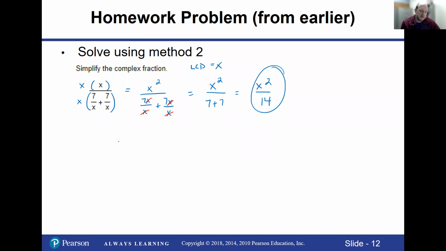So I get the same answer that I got before, and you guys can go back a few slides. I got the same answer as using method 1. Okay, and method 1 was adding these 7 over x's first together. Remember, we got x over 14 over x, and then we did x divided by 14 over x, and we multiplied by the reciprocal. Okay, so we switched the 14 over the x to x over 14, and we still got that same answer of x squared over 14. So either method works. You guys can choose the method that works best for you.